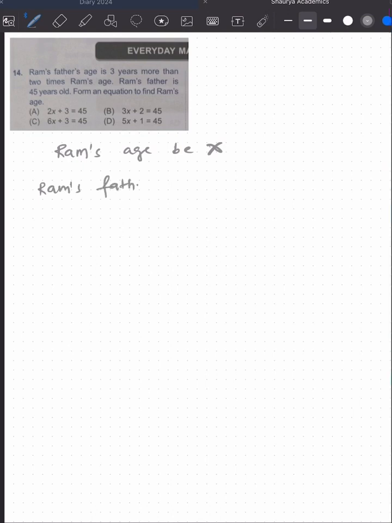Okay. So if we have taken Ram's age as x, Ram's father's age, how much should it be? 3 years more than 2 times Ram's age. So 2 times Ram's age is 2x and more 3 years. So it means plus 3, right? So this becomes father's age.